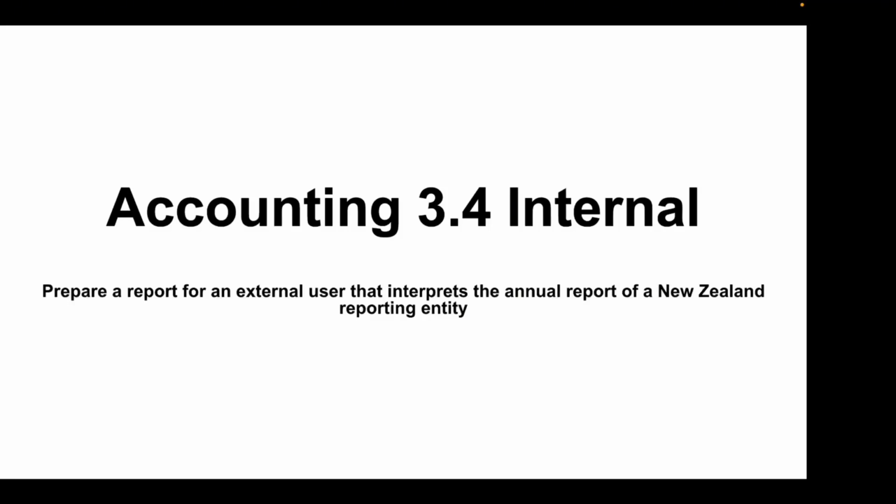In this video we're just going to be looking at accounting 3.4, which is typically an internal report looking at investing into a company for a potential shareholder. This company is going to be Michael Hill, and we're going to look through how to go through and answer one part of the report.